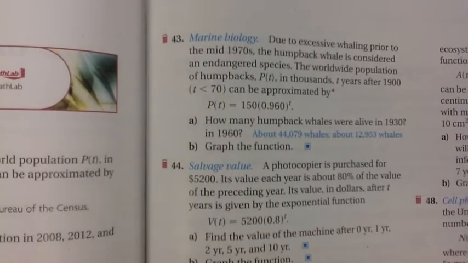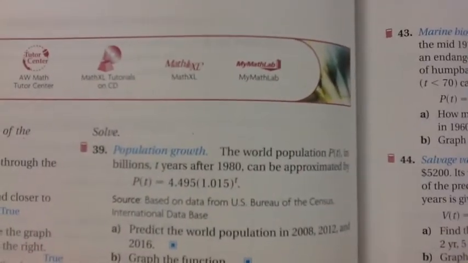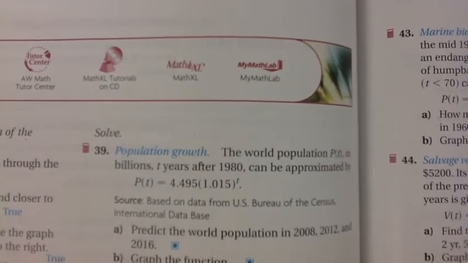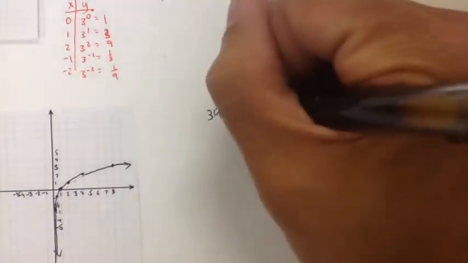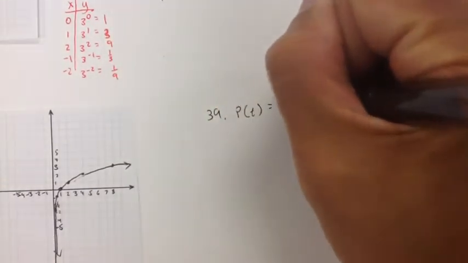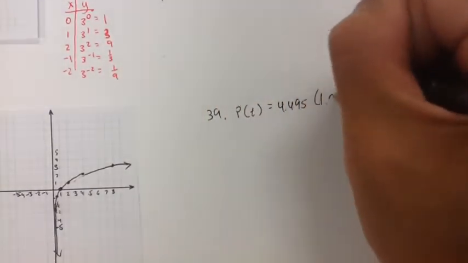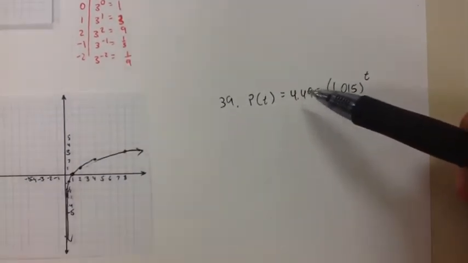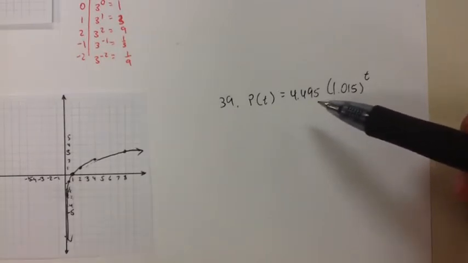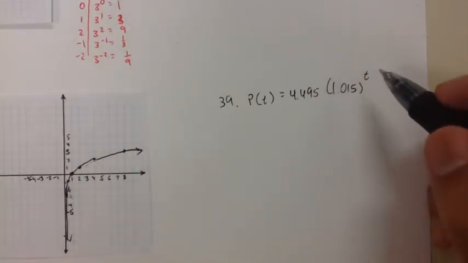So let's look very quickly at number 39 in your book. Number 39 says the world population in billions, t years after 1980, can be approximated by this equation. So I'm just going to write that down. 39 would be P of t equals 4.495 times 1.015 to the t. This is actually the number of people there were in 1980, so 4.495 billion. And t is t years after 1980.